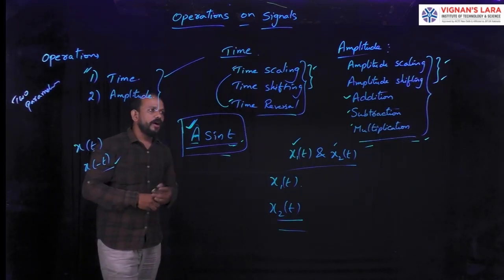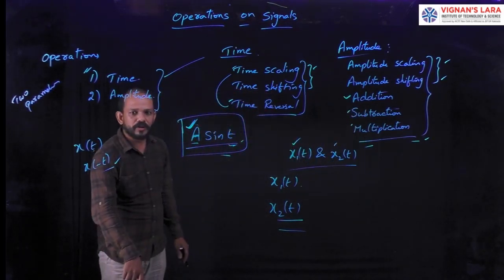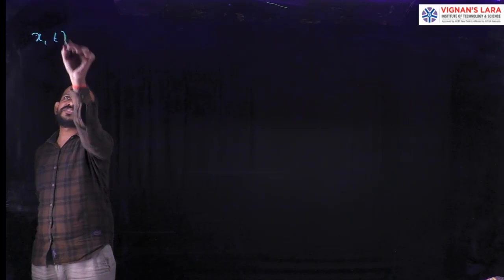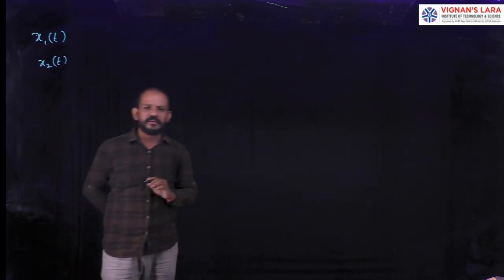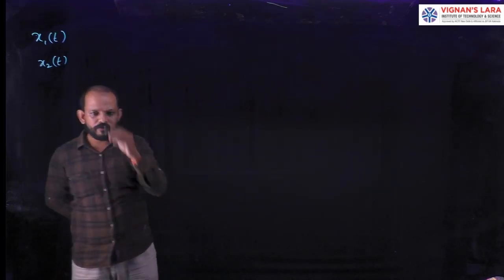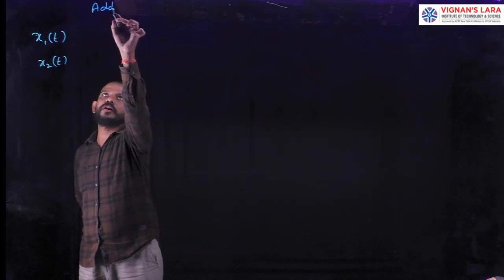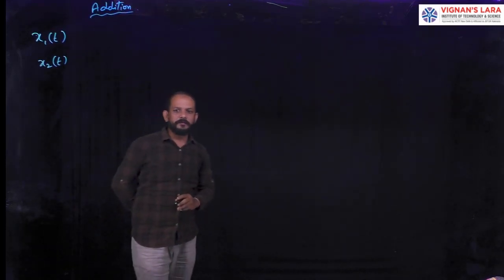So now I have to start with the addition operation. Now we will see the addition operation. For that I have to take two signals. I am taking x1 of t as one signal and x2 of t as another signal. Now here I have to perform the operation of addition. Clear?